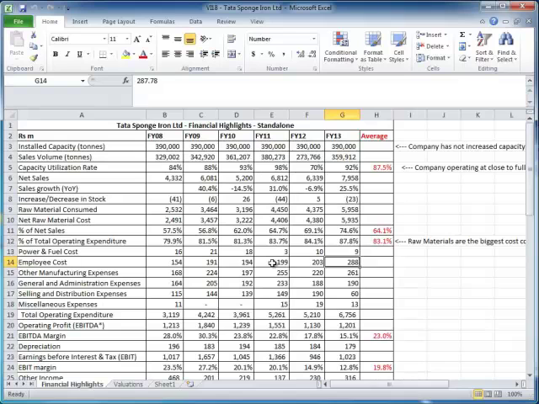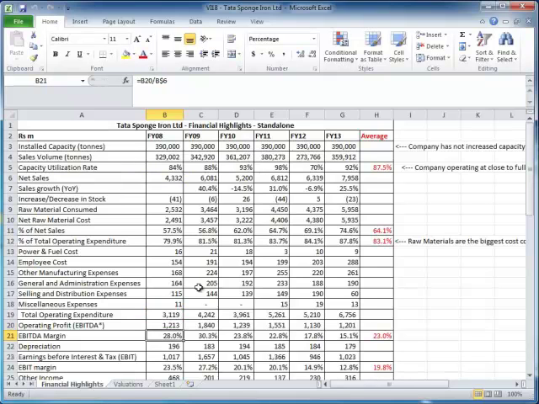Okay, let's move on down, and we have a few different cost lines here. And then we get to total operating expenditure, and then we have our operating profit, earnings before interest, taxes, depreciation, and amortization. So that's going to be net sales minus operating expenditure.